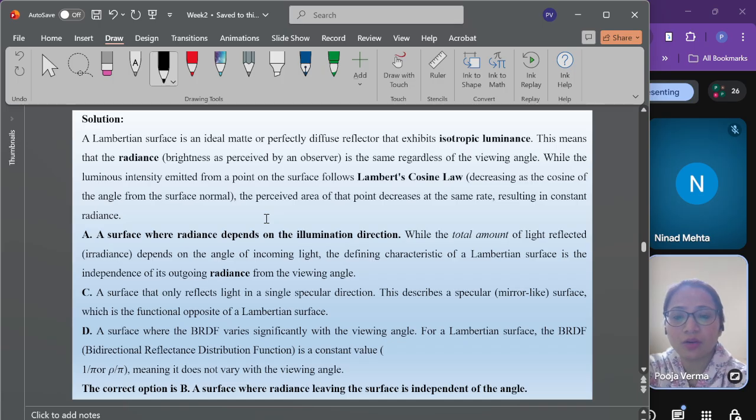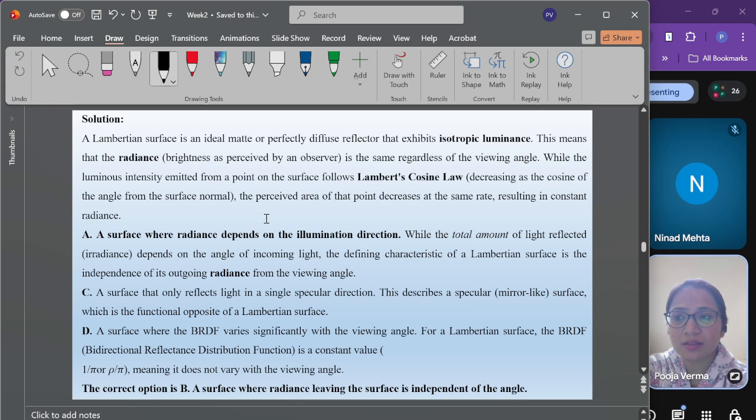So why are the other options not correct? Option A is a surface where radiance depends on the illumination direction, while the total amount of light reflected, that is the irradiance, depends on the angle of the incoming light. What defines the Lambertian surface is the independence of its outgoing radiance from the viewing angle.